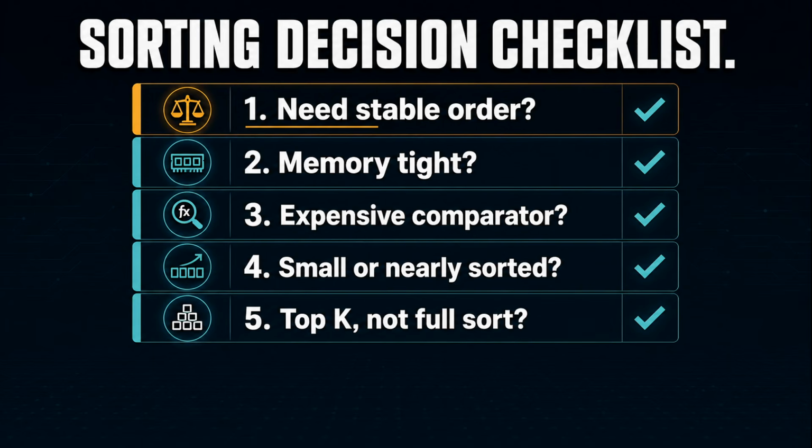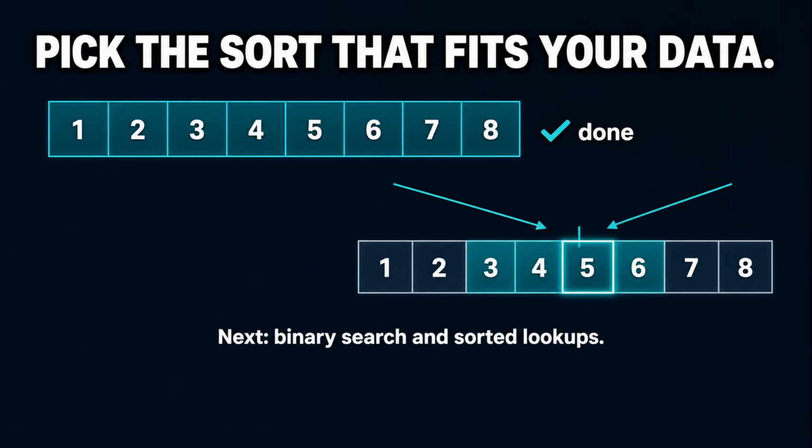If the answer is just sort this array of numbers in memory, the built-in is fine, and you should not think about it. The moment one of those questions becomes yes, the choice of algorithm becomes a real decision, not a default. Sorting is solved when your data is small, random, and one key. The moment any of those changes, the right algorithm changes with it.